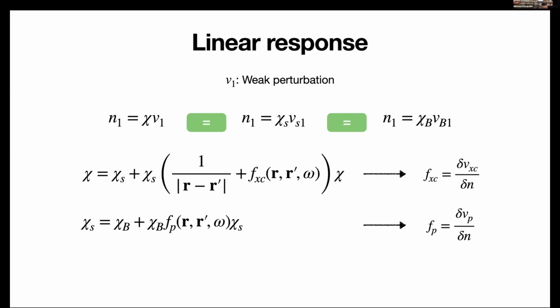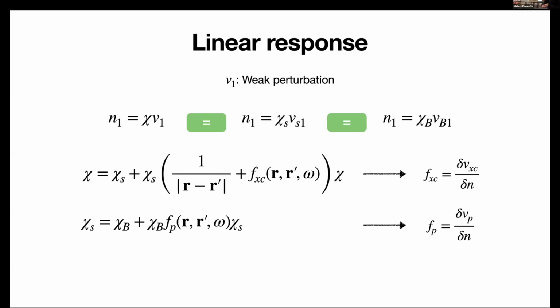In that case, we use a different perturbing potential. For the Kohn-Sham DFT system, we have VS1. For the orbital-free system, we have VB1. Now, equating these equations, we are able to write the Dyson equation that relates the response of the real system with the response of the Kohn-Sham system. And we add a correction to the Kohn-Sham response system to get the excitations of the real system.